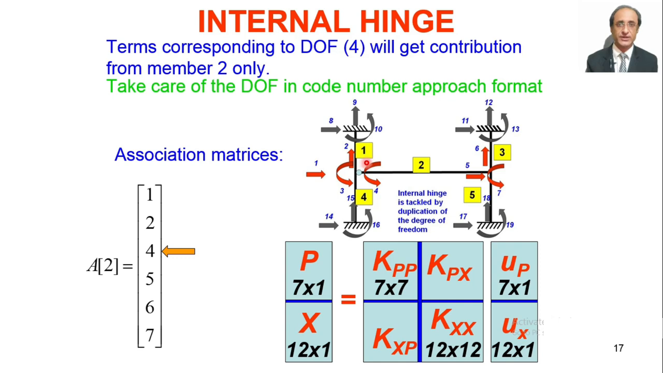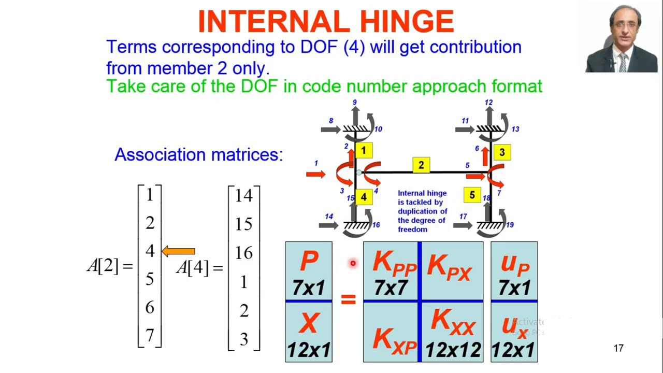Now when we form the association matrix for member number 4, what we find is that at this end the numbers are 14, 15, 16, and at the top end we have the numbers 1, 2 and 3. So 3 corresponds to the rotation. So the 2 are now different. That's how the terms will go to appropriate locations of KTS. So members 1 and 4 will make contribution to a common location of the KTS, but member 2 will not make a contribution to the same location.